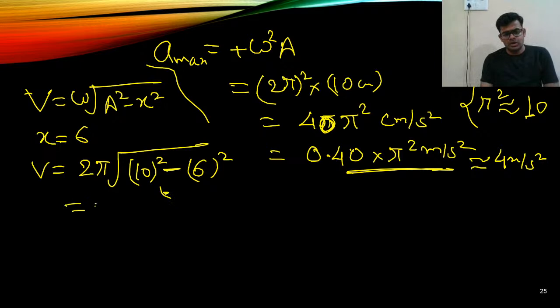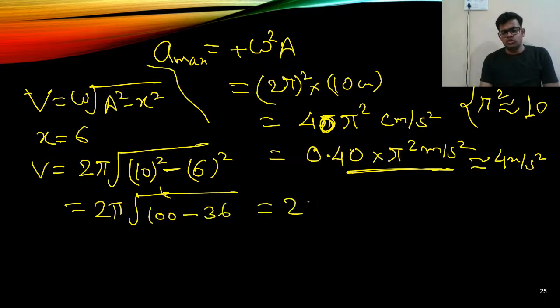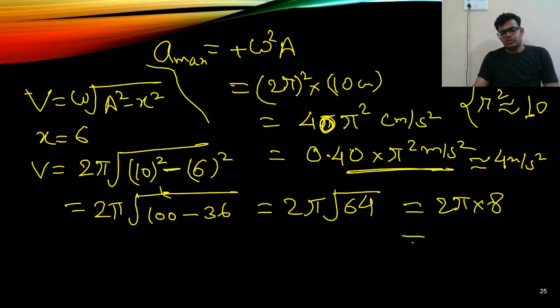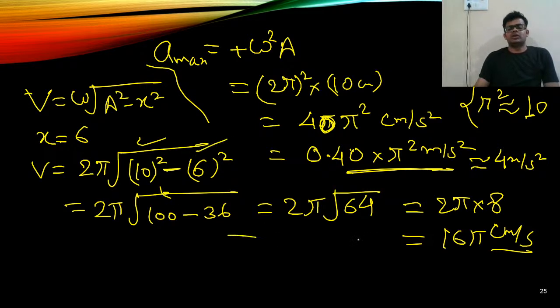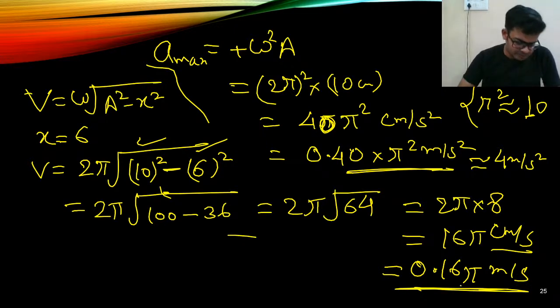Let us solve it. You will get 2 pi under root of 10 square is 100 and 6 square is 36. So what I am getting? 2 pi into root of 64, and value of root of 64 is what? 2 pi into 8. So I am getting 16 pi centimeter per second. Why? Because amplitude is 10 centimeter and this is 6 centimeter. If you want to convert it in meter per second, you can write 0.16 into pi meter per second. So this is the speed of the particle at x equal to 6 centimeter.